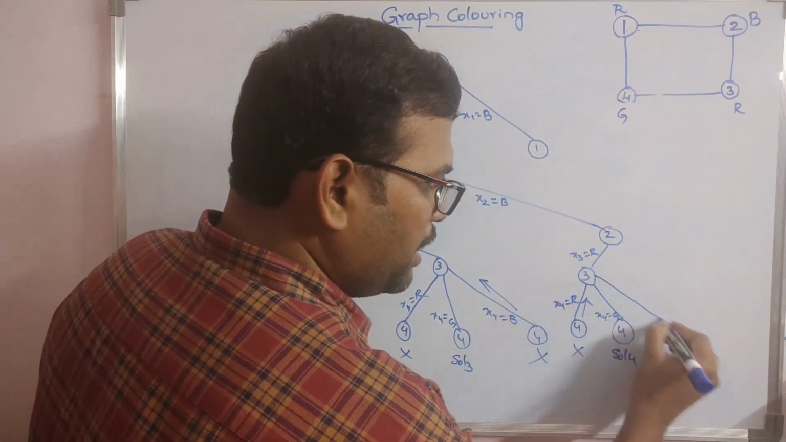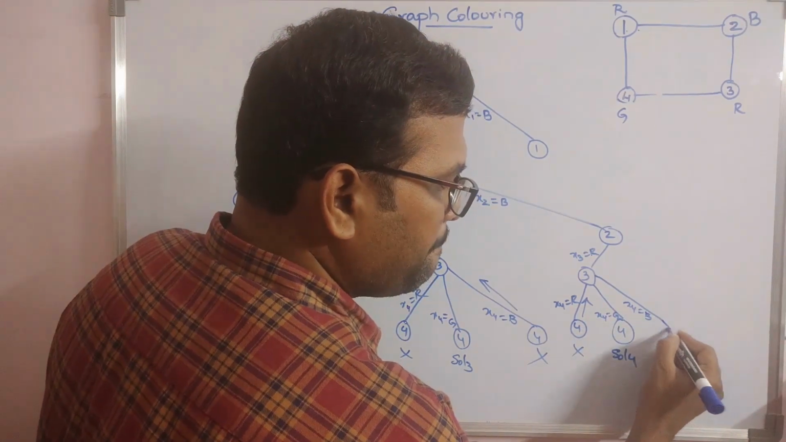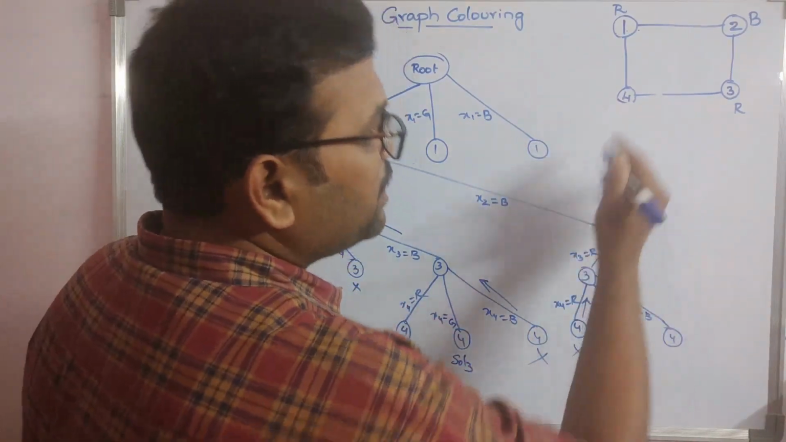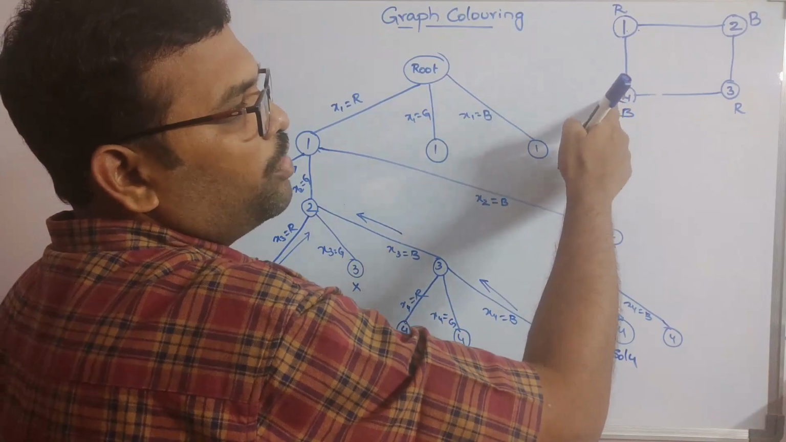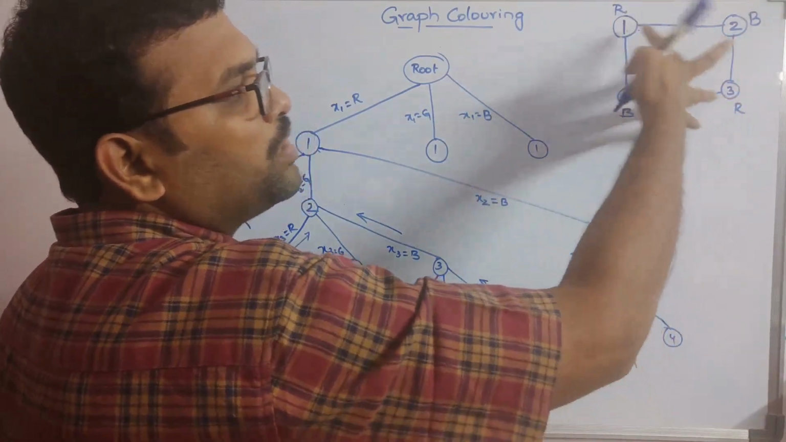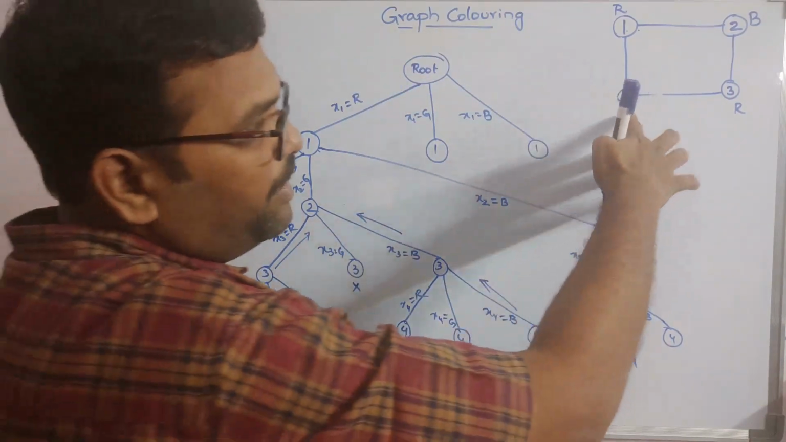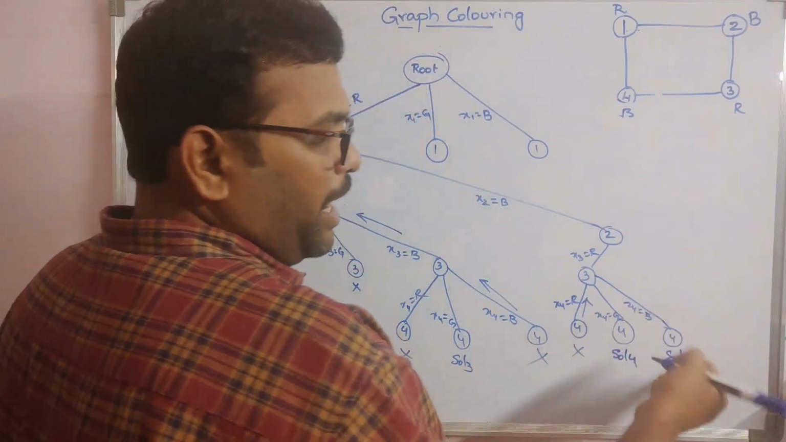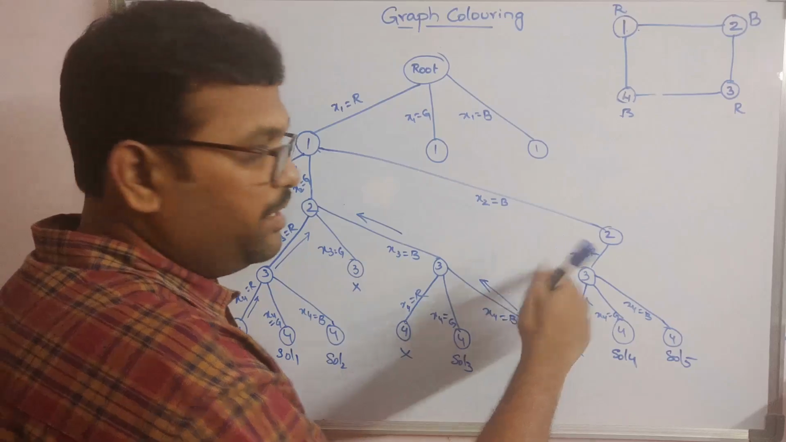And what is the next alternative? If x4 is filled with blue, what happens? It may lead to feasible or not. So it is filled with blue. You can check, the adjacent nodes for 4 are 1 and 3. Both are filled with red. So 4 can be filled with blue. Yes. So this is one more solution. And we have completed all the 3 possibilities from region 3.